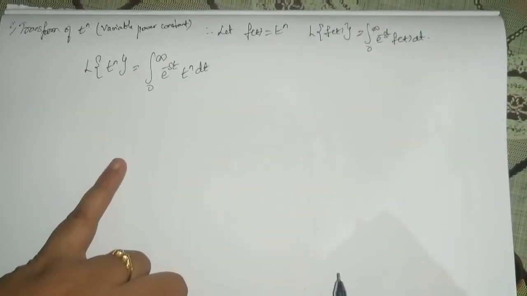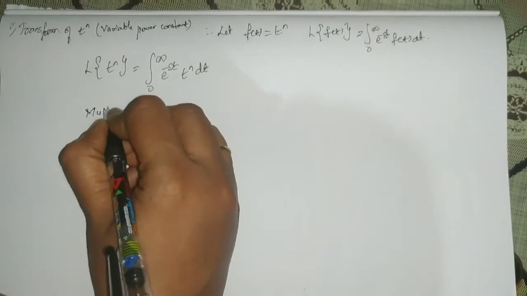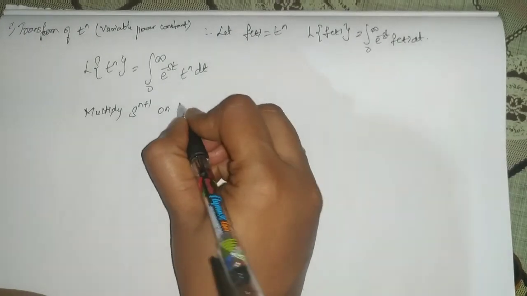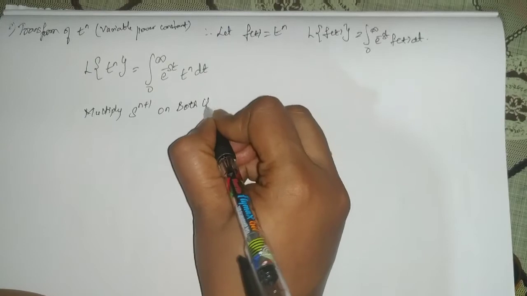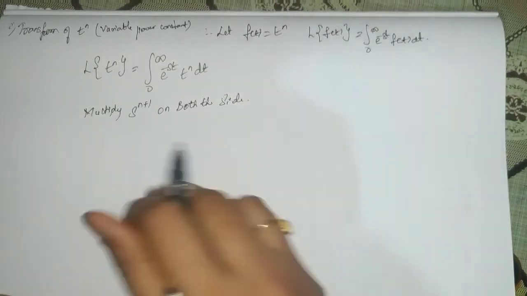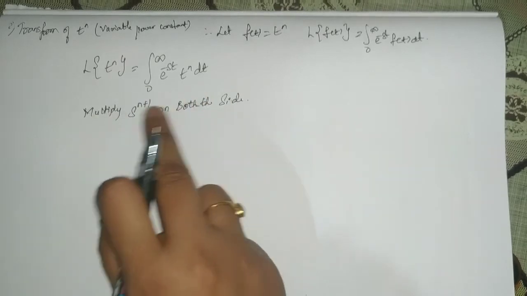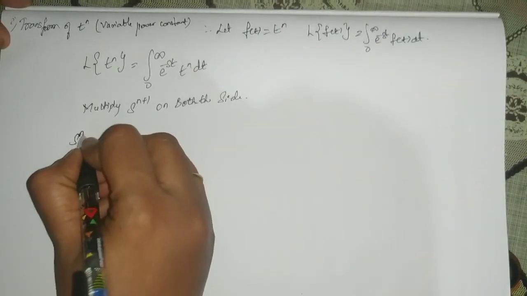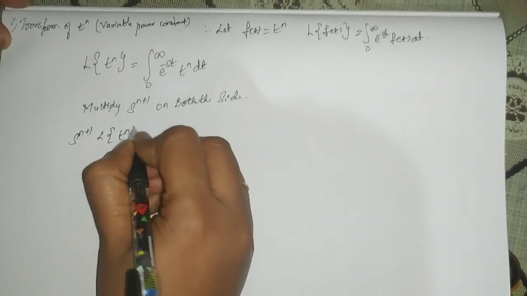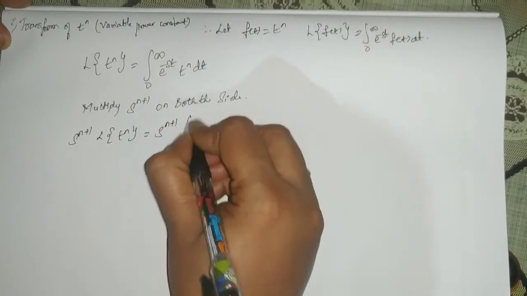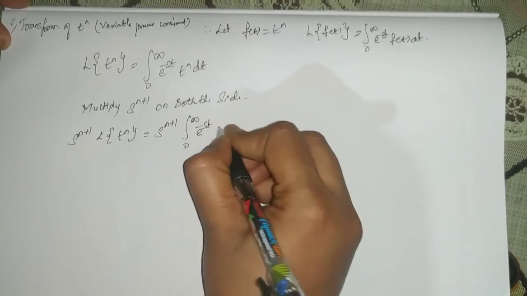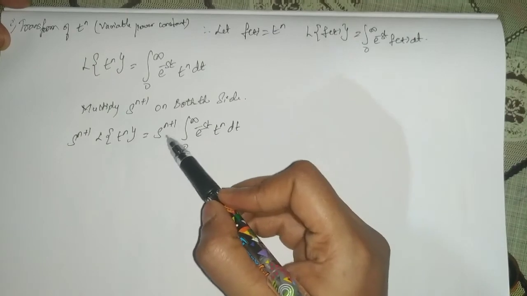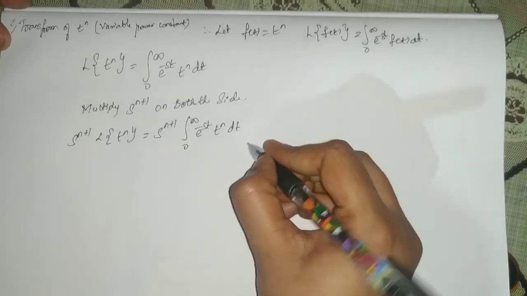For our simplification, we are going to multiply s power n plus 1 on both the sides. Because direct integration is not possible, so we are making some changes so that we can apply some standard function. So s power n plus 1 Laplace transform of t power n equals s power n plus 1 integral 0 to infinity e power minus st t to the power n into dt. As we know, integration is with respect to t. This will turn out to be a constant, so I can take it inside.